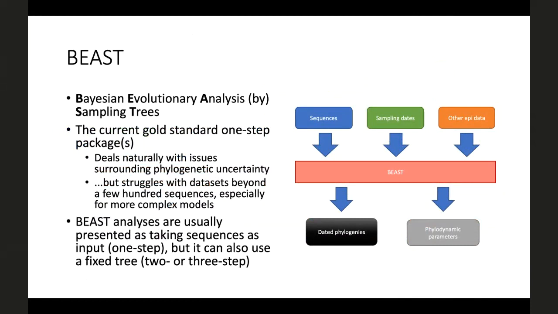BEAST analyses are usually presented, if you look at a BEAST tutorial, as: you take these sequences and then do a one-step procedure. But it's worth knowing that you don't have to do this with BEAST. BEAST can also use a fixed tree for a 2 or 3 step procedure.